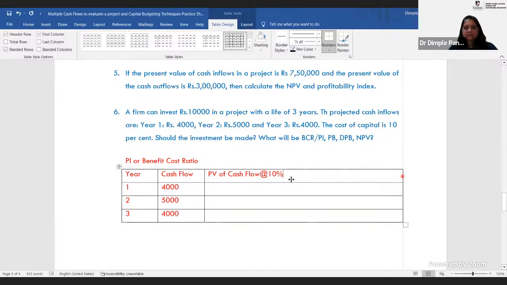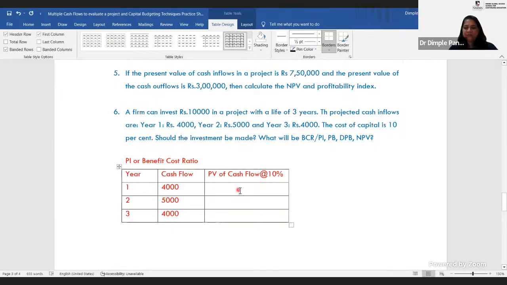So SNI has given me straight away the NPV, but I wanted to know the present value of the cash flows. But then it is easier for us to calculate all of them in one go. 3,636, then 4,132.23, and the last one is 3,005. Perfect. This one also I'll just approximate.